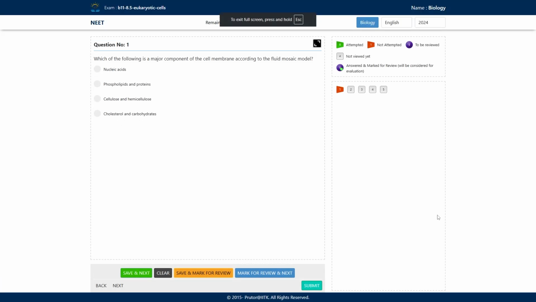Now let's discuss the first question here. Which of the following is the major component of the cell membrane according to the fluid mosaic model? The first option is nucleic acid, second is phospholipid and proteins, third is cellulose and hemicellulose, fourth is cholesterol and carbohydrates. What will be the correct answer?